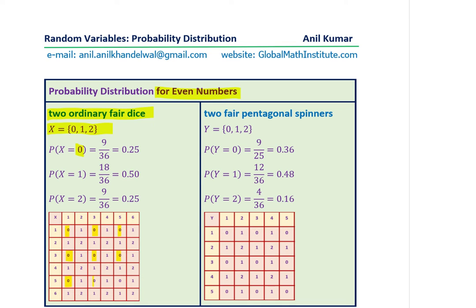And that results in no even number at all. So you can see from here that there are 9 possibilities out of 36, and therefore the probability of getting zero even numbers while throwing two dice is 9 over 36, which is 0.25.